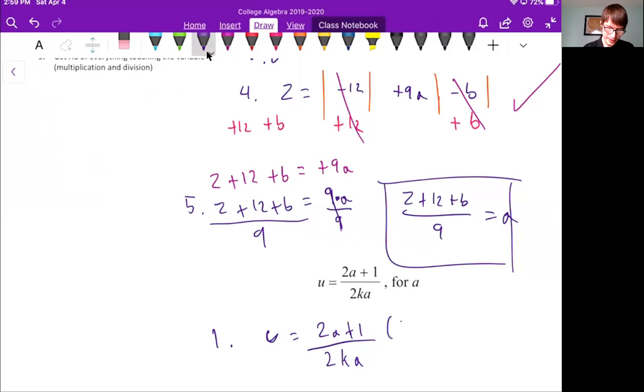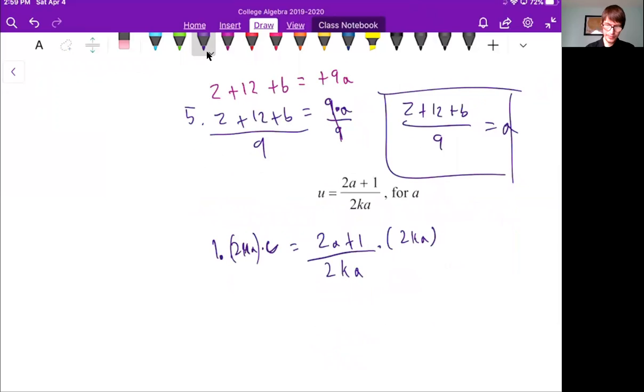So we'll multiply this side by 2ka, and we'll multiply this side by 2ka. All right. So that's how we cancel it out. Every single time we do step 1, it's going to involve multiplication. So these 2ka's cancel out, and what we're left with on this side is 2ka times u. So we could actually write 2ka u equals 2a plus 1.